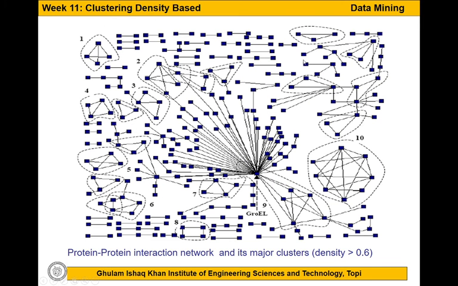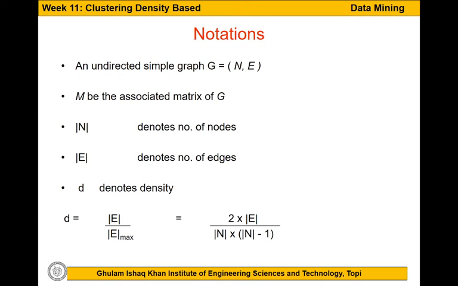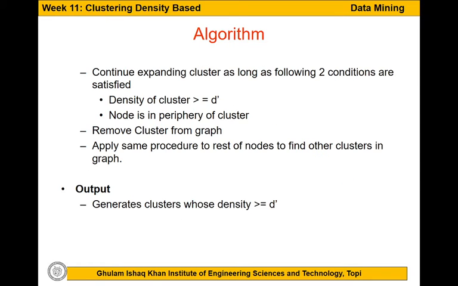For example, if you see here, this is a visualization of a portion of a graph where the graph represents the PPI, protein interaction network, and the clusters which are extracted here, all of them have a density greater than 0.6, right. So this we were talking about last time. So let me jump to the point where I left the discussion.